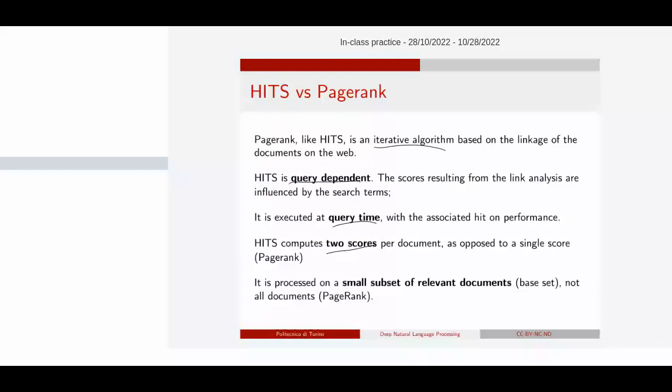PageRank is not query dependent. It's not executed at query time. It computes one single score, and it is computed on the entire graph of the web in this case, but we can define different types of graphs.